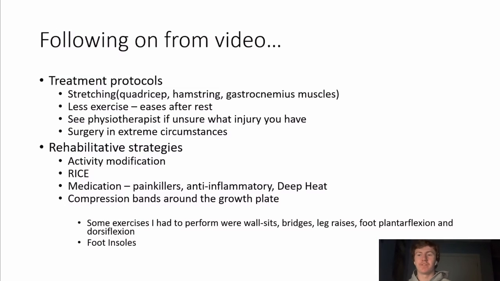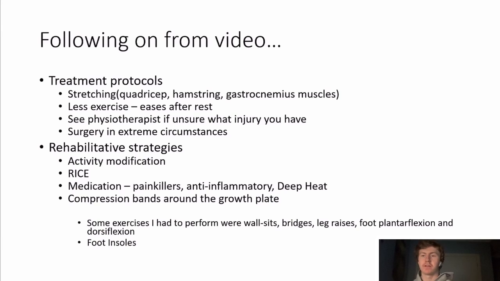So following on from the video, treatment protocols. So stretching, obviously the quadricep and hamstring can't cope with the amount of growing and the growth span of your knee and leg. So it's best to stretch the surrounding muscles such as quadricep, hamstring, gastrocnemius, soleus muscles. Less exercise, so just doing less and more rest, which will ease the pain.